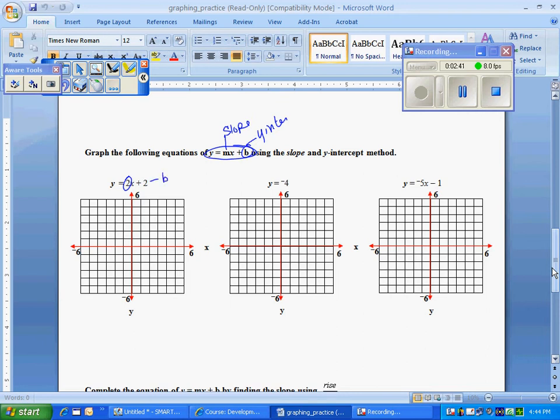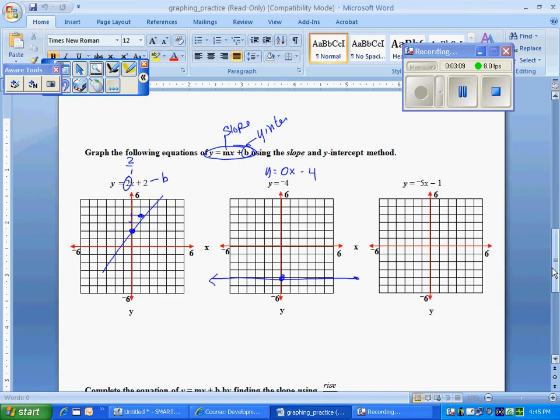So I'm going to go up 2, make a dot. The slope is 2. Well, when I look at 2, I can see it as a fraction. Rise 2, run 1. Notice I have a positive slope. I'm going uphill. In this scenario, if I want to transfer it, it's going to look like 0x minus 4. So I'm going to go to the y-intercept of negative 4. And the slope is 0, so there is no slant. So it is what we call a horizontal line.